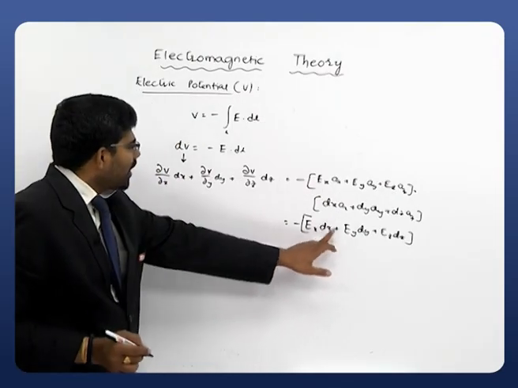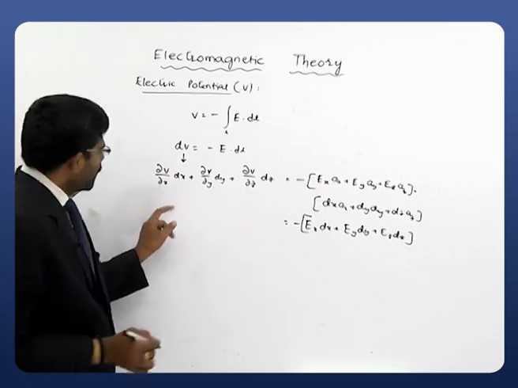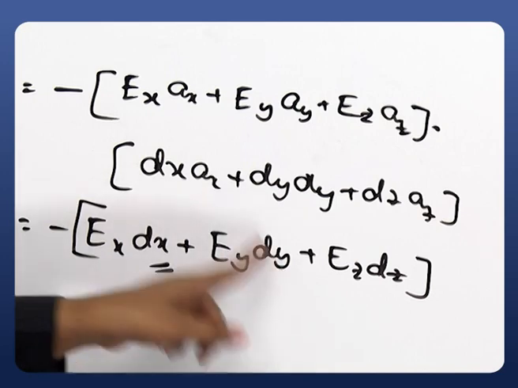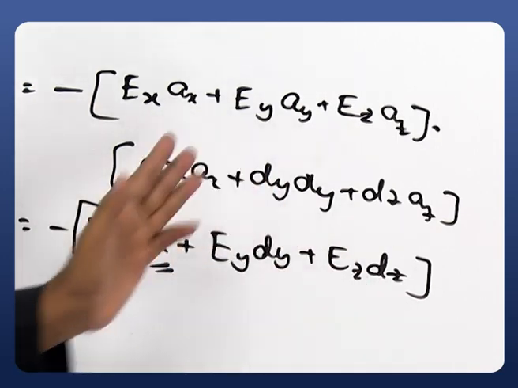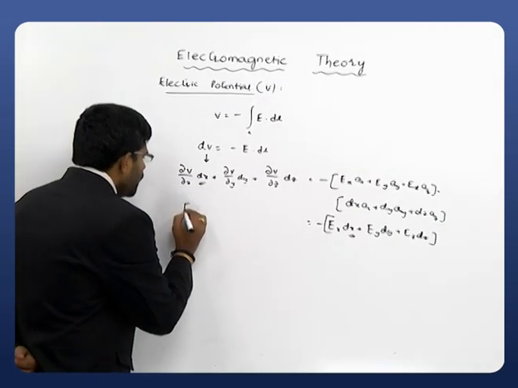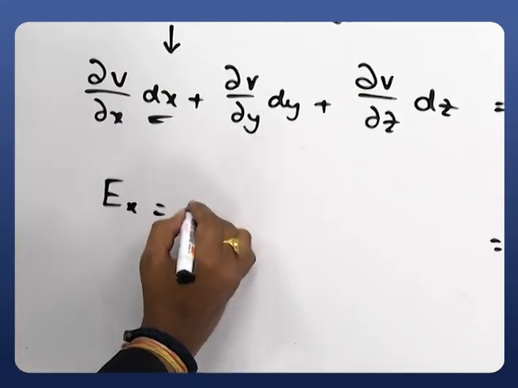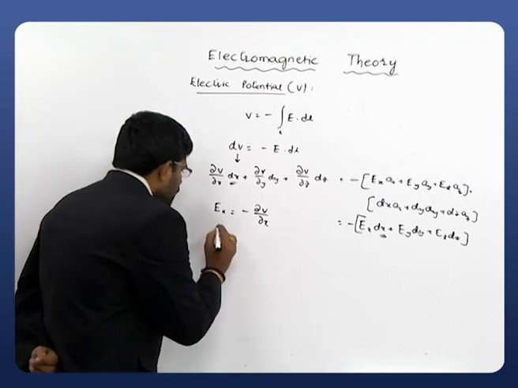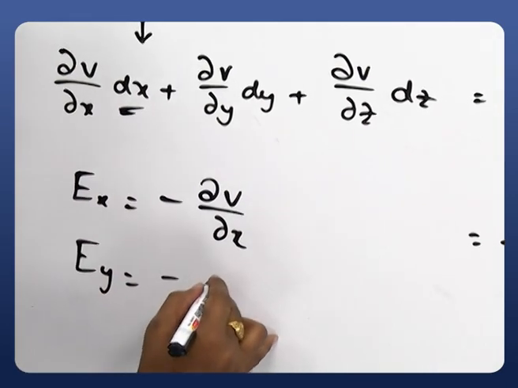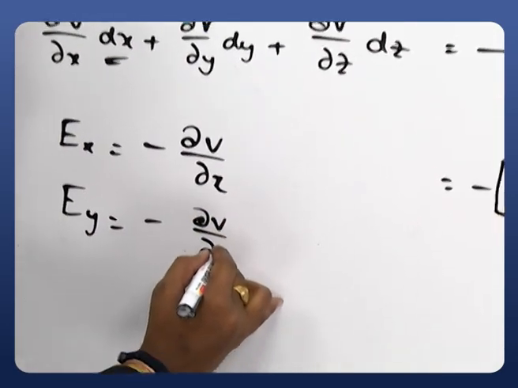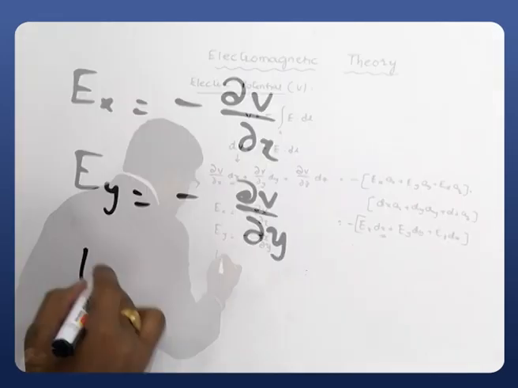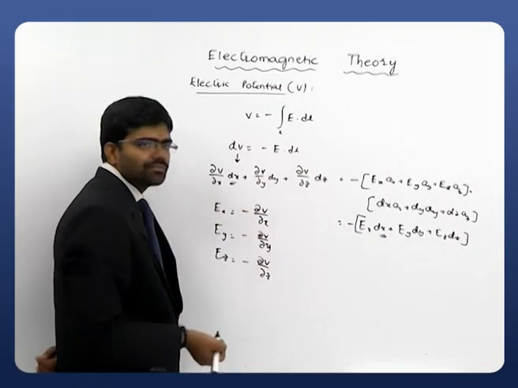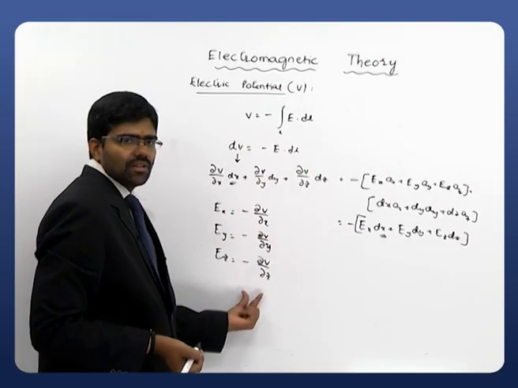Now compare the right hand side term with the left hand side term. Here we have dx, here also we have dx; dy, dy; dz, dz. So if you compare them, what we get is Ex is equal to minus dou V by dou x. Next, in the same way, Ey is equal to minus dou V by dou y. Ez is equal to minus dou V by dou z. So this is the comparison that we took.